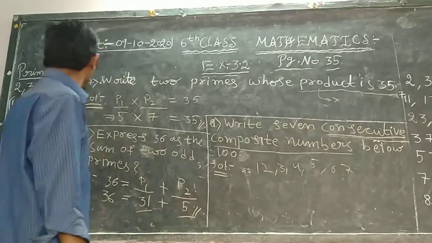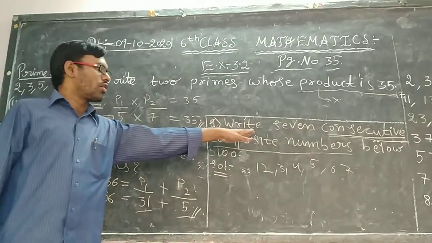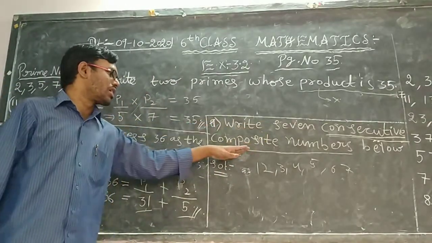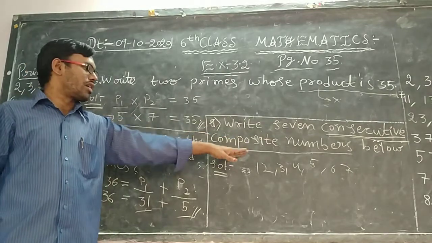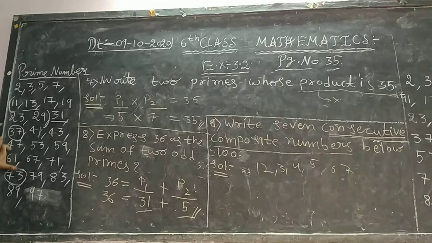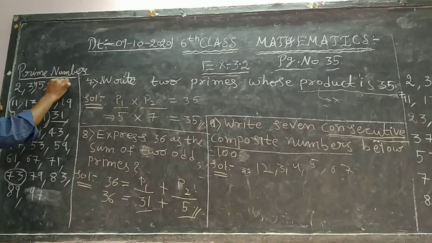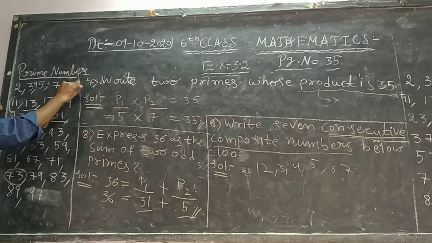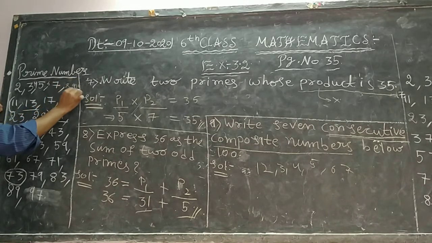So without any disturbances, which 7 composite numbers are there below 100? You are supposed to see it from the prime numbers. Suppose, see children, 3, 5, 7, 11. Here there are gaps, because here 4 will be, here 6 will be, here 8 will be, 9, next 10. So 8, 9, 10.